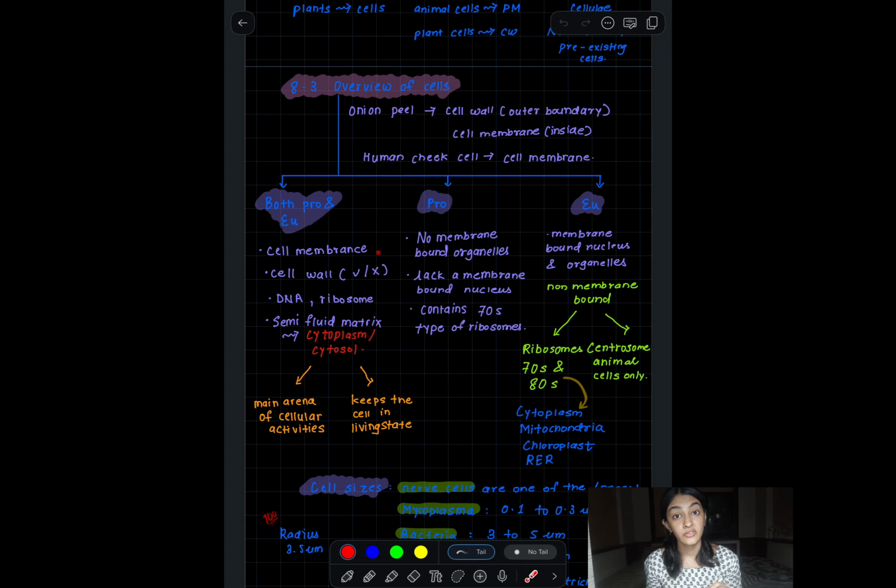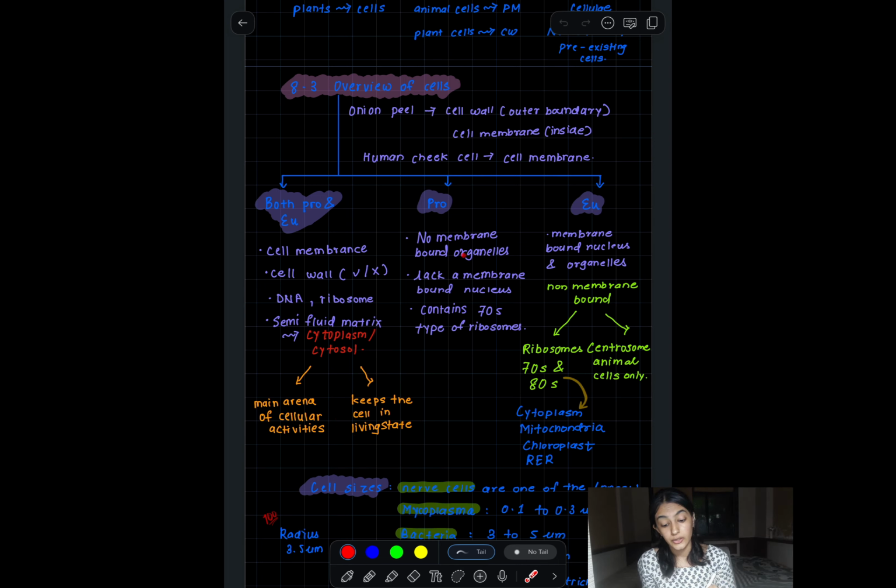Now in this overview of cell, we basically have to understand what is present in the prokaryotes, eukaryotes and what is present in both of them. Now let us study the common characteristics first. The cell membrane is present in both prokaryotes and eukaryotes. DNA and ribosomes are compulsorily present in all the organisms. Semifluid matrix called the cytoplasm or the cytosol is present in both of them. Now, this cytoplasm is the main arena of cellular activities. It keeps the cell in living state.